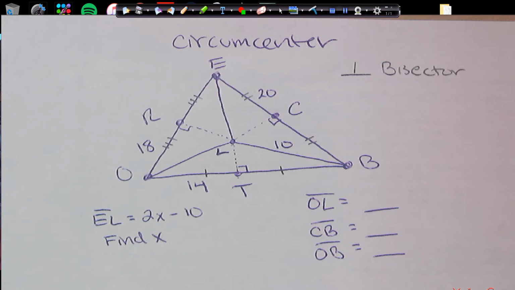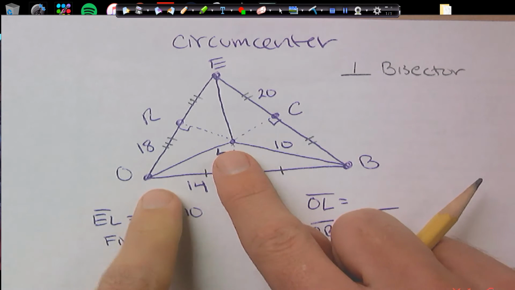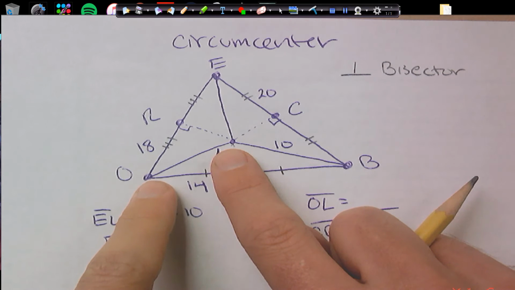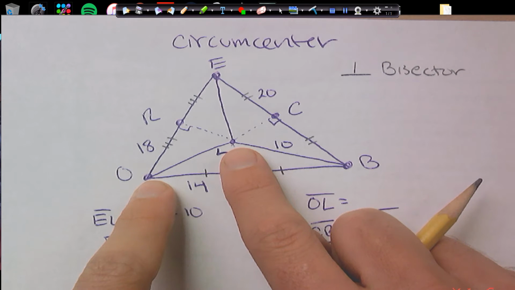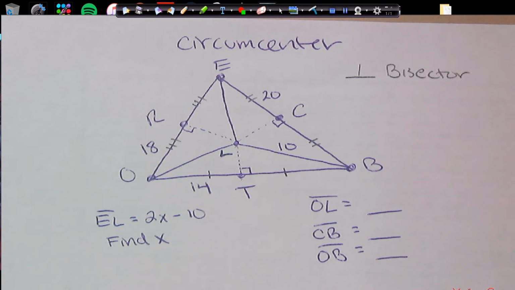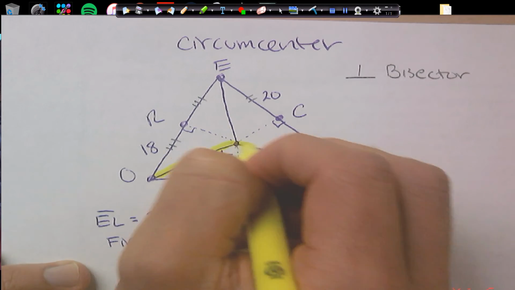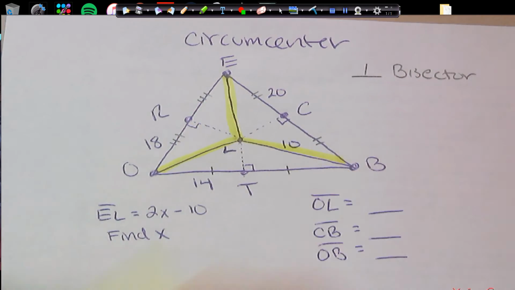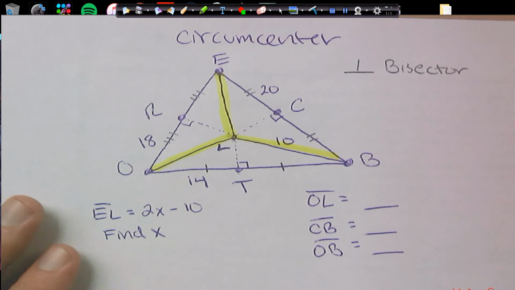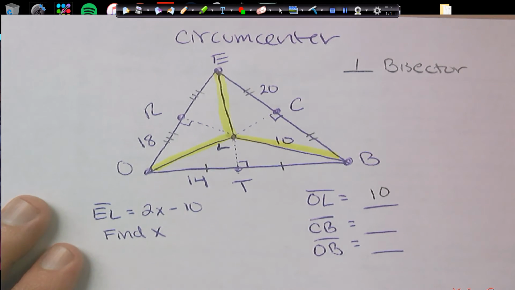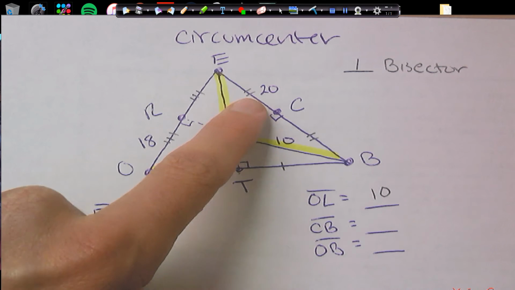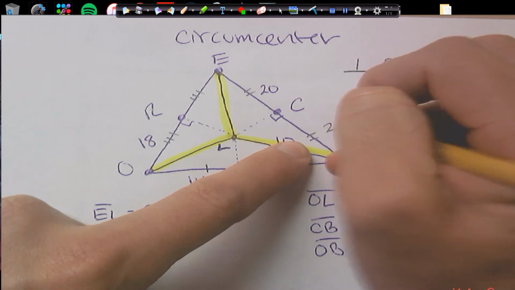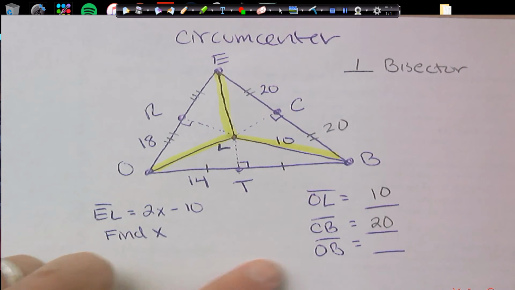OL. Well, OL is going to be congruent to what? Here's OL. OL is actually the distance from the vertex to the circumcenter. And if you remember from our worksheet, we know that the distances from our vertex to our circumcenter are all congruent. So we know that all of these segments in yellow are going to be congruent. Because of that, 10 is congruent to OL, so that's how we know that OL is 10, because LB is the same. CB, well, if EC is 20, we know CB is 20. So we can mark that pretty easily.